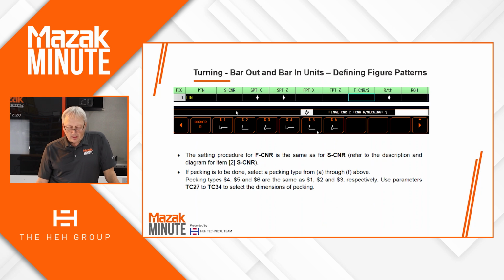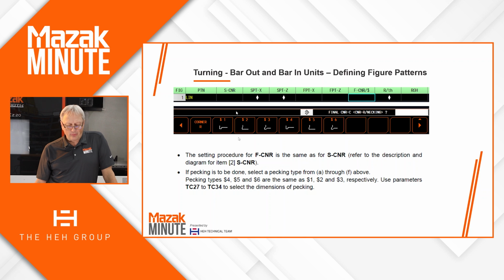And now what we're going to talk about is in our figure patterns. Notice the finish corner $. Yes, I could put the corner radius or chamfer using this corner R or just typing in the number. But for finished toolpaths, sometimes for areas that you have to grind, a lot of times they want to have an undercut. So Mazak has given us the ability to have $1 through $6.